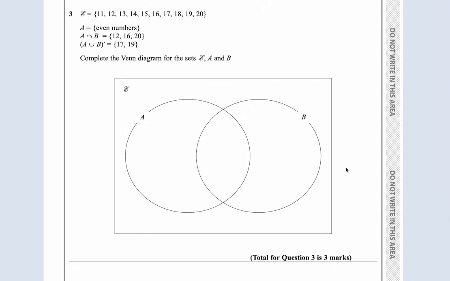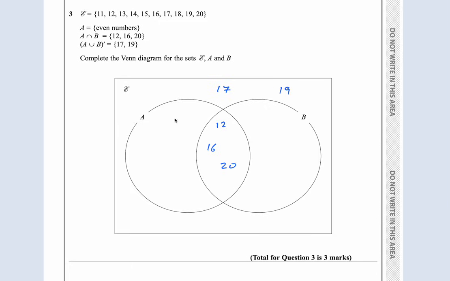So we have Venn diagrams. We have the set A is even numbers, and A intersection B is this. So guys, we have to complete the Venn diagram, but straight away, if you can put something in, put it in. So 12, 16, 20. So I can put those numbers in straight away. Then it says A union B not is 17, 19. So that means what's A union B, which is all of this or all of this, everything together, but not that, because this means not that, it's 17 and 19. So I can put the 17 and the 19 outside.